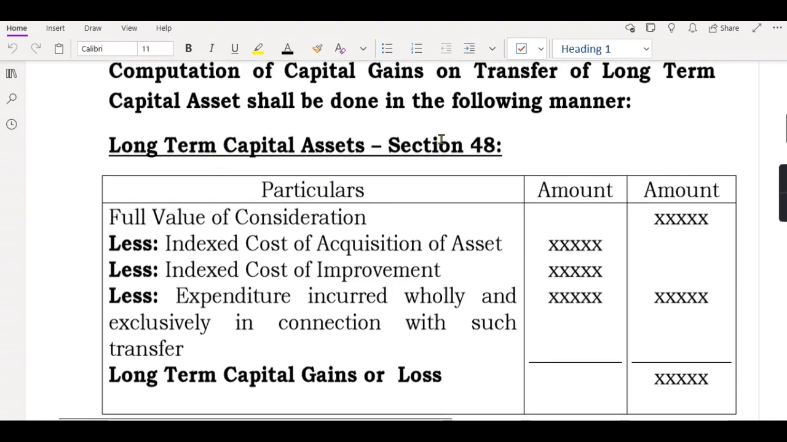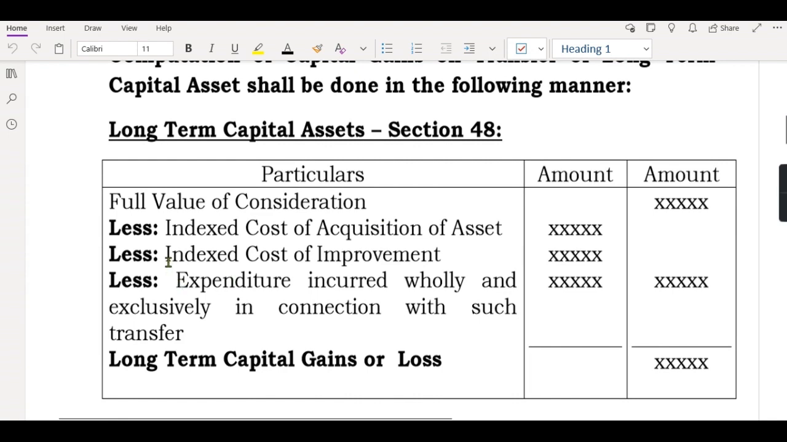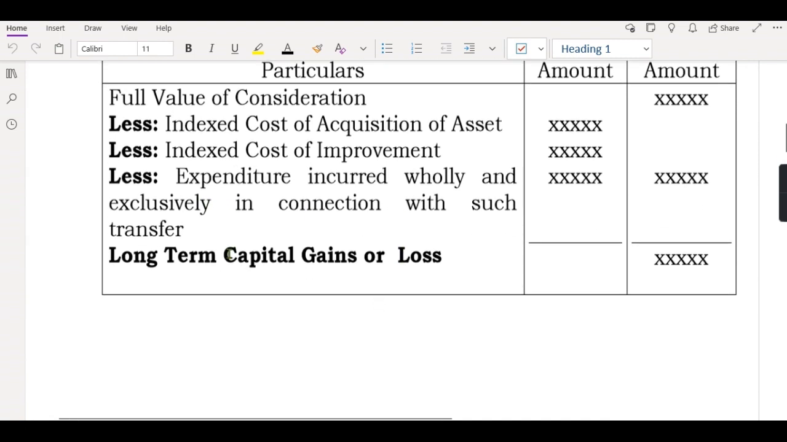Long-term capital asset, section 48. Particulars, amount. Full value of consideration received or going to be received on transfer of long-term capital assets during the previous year, less indexed cost of acquisition of capital asset, less indexed cost of improvement, less expenditure incurred wholly and exclusively in connection with such transfer. The resultant figure is long-term capital gains or loss.